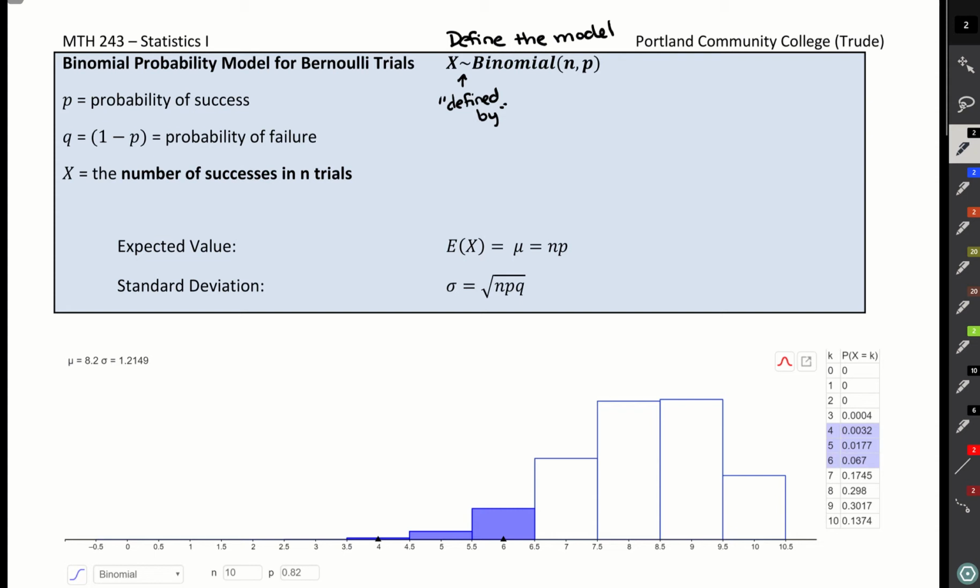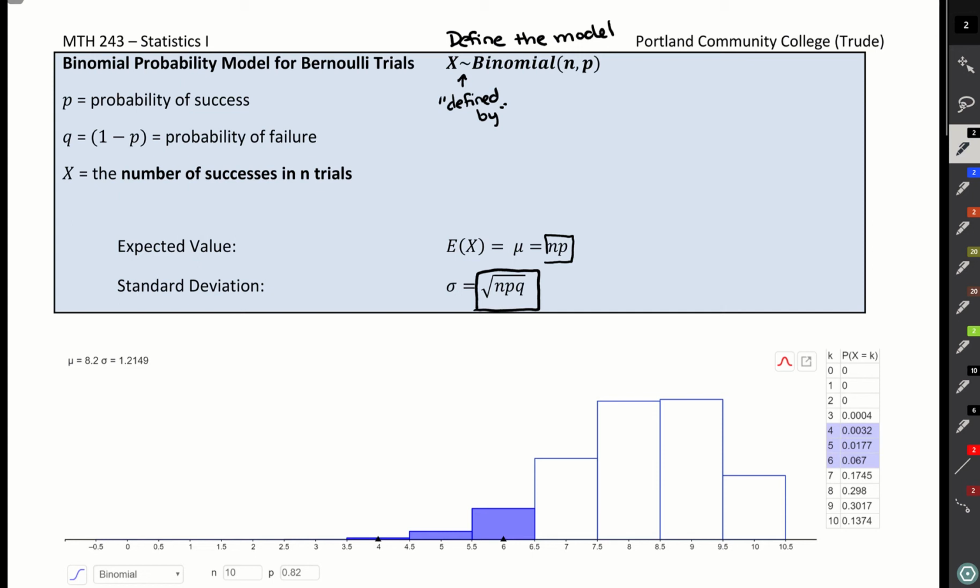We have this idea of mean and standard deviation with the binomial model. To calculate the mean, you would just multiply your number of trials times your probability of success. Then for standard deviation, you take the square root of the number of trials times your probability of success times your probability of failure. But what we're going to see is when we get into GeoGebra, it actually gives you both of those values. But if you need to calculate it by hand, that's how you would do it. Not too bad in terms of formulas.